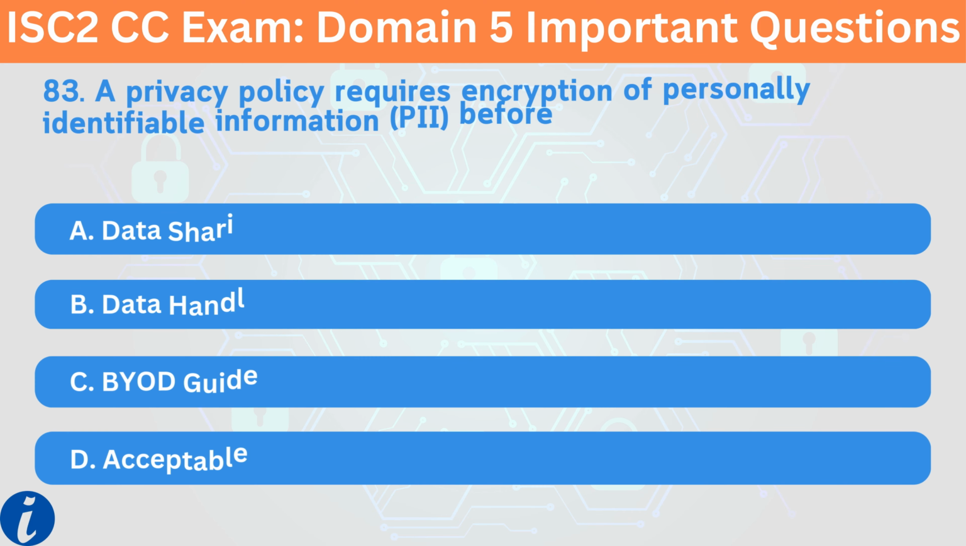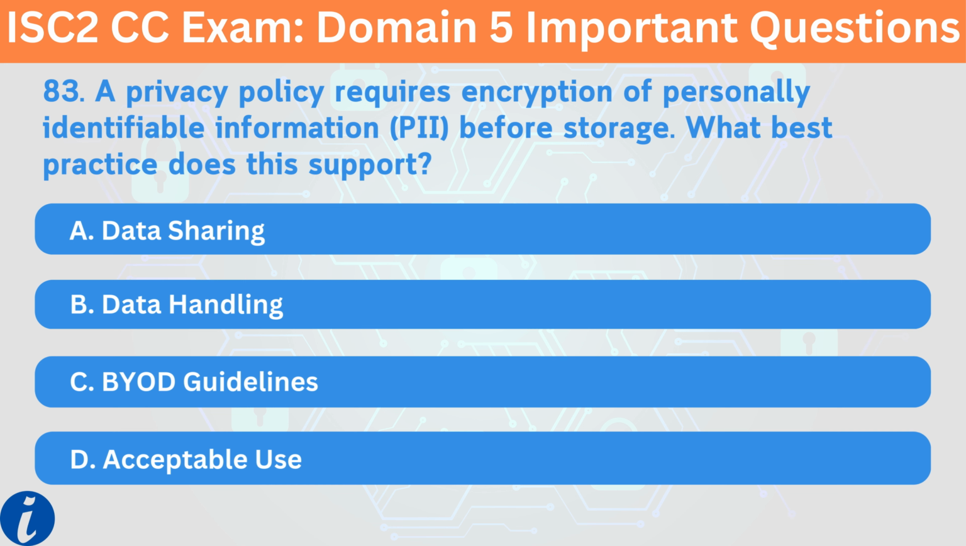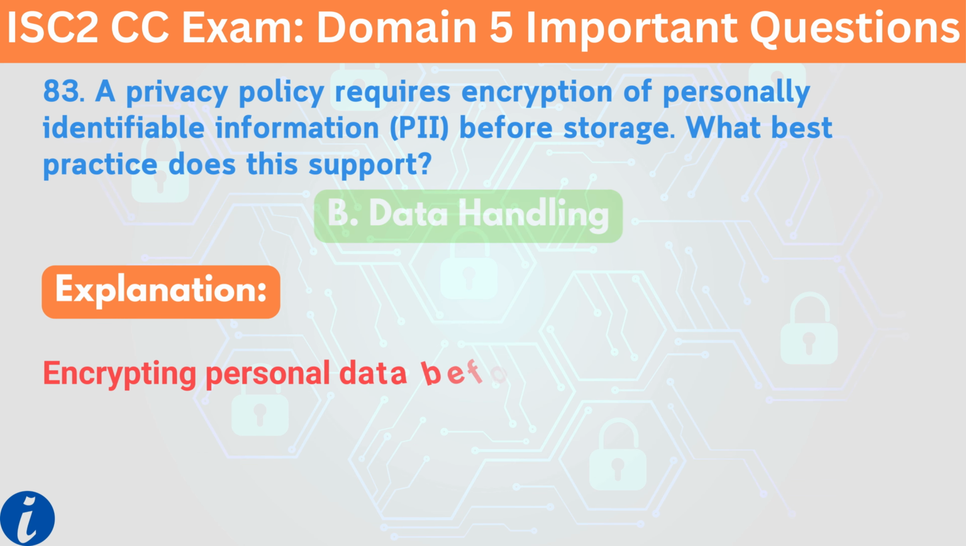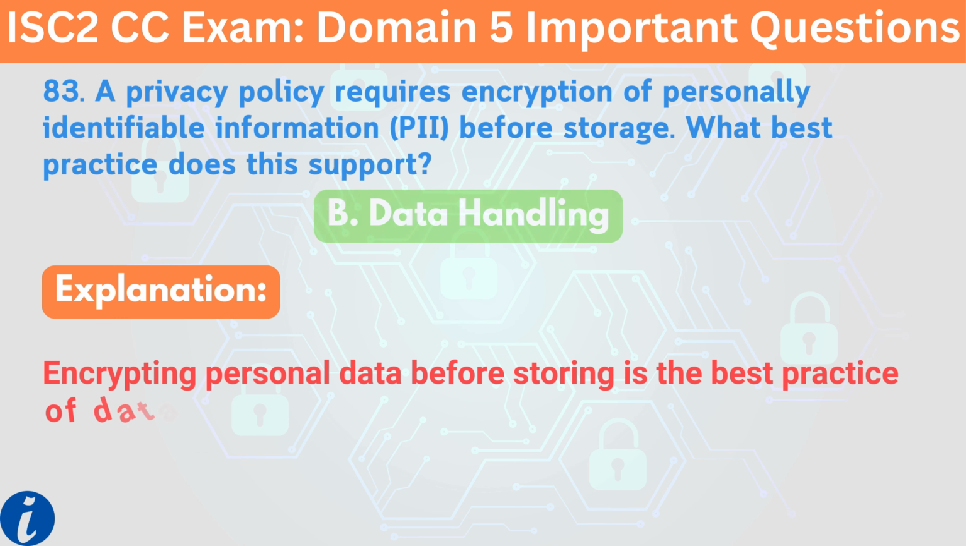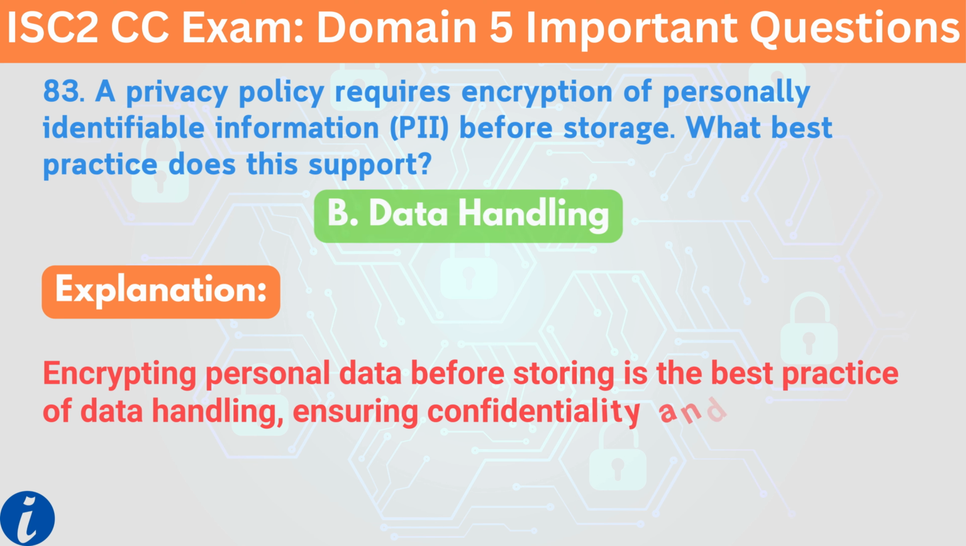83. A privacy policy requires encryption of personally identifiable information, PII, before storage. What best practice does this support? A. Data sharing. B. Data handling. C. BYOD guidelines. D. Acceptable use. The correct answer is B. Data handling. Explanation. Encrypting personal data before storing is the best practice of data handling, ensuring confidentiality and regulatory compliance.